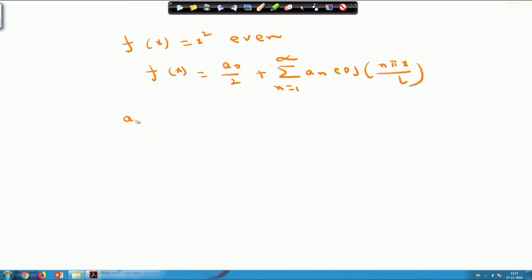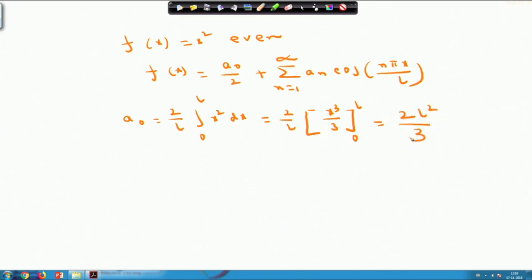Now, your a_0 is equal to 2 by L into integral 0 to L x square dx. If I evaluate it, 2 by L into this will be x cube by 3 from 0 to L. So, you will obtain L cube. So, one L will be cancelled, 2 L square by 3. So, your a_0 is becoming 2 L square by 3 and your a_n is equal to integral 0 to L x square cos of n pi x by L dx.